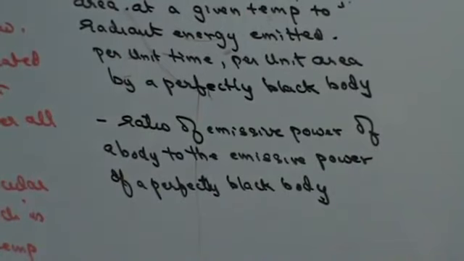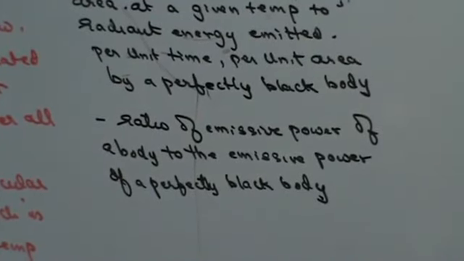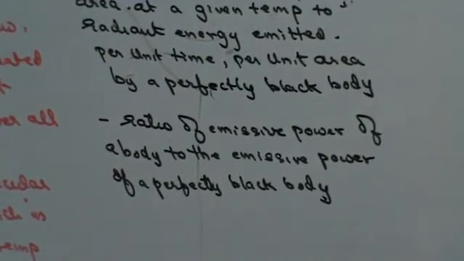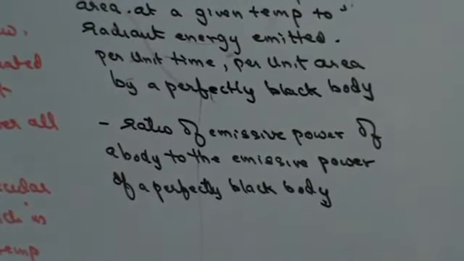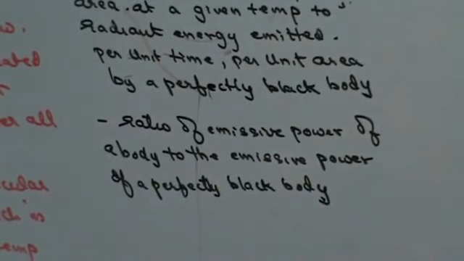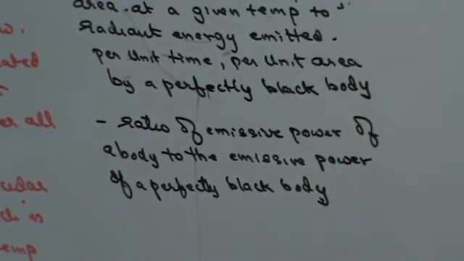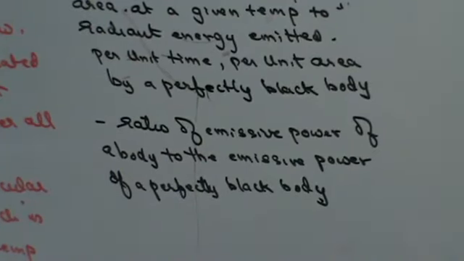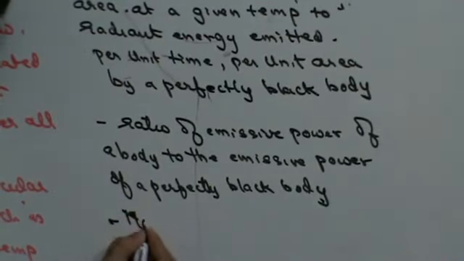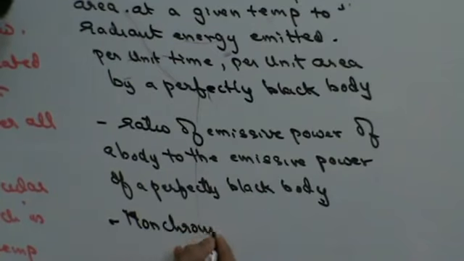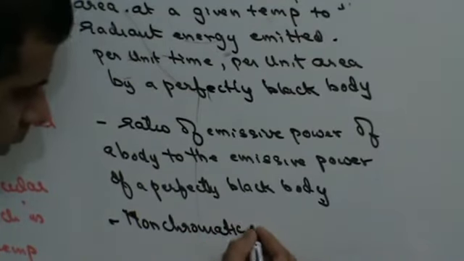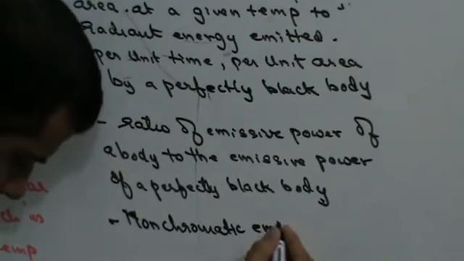Now suppose I consider the emissive power of a body and the emissive power of a perfectly black body for a particular wavelength, then that would be called monochromatic emissivity. What is monochromatic emissivity? Here I am considering all the wavelengths. Instead of considering all the wavelengths, if I consider a particular wavelength, then that would be called monochromatic emissivity. Write this down. Monochromatic emissivity.